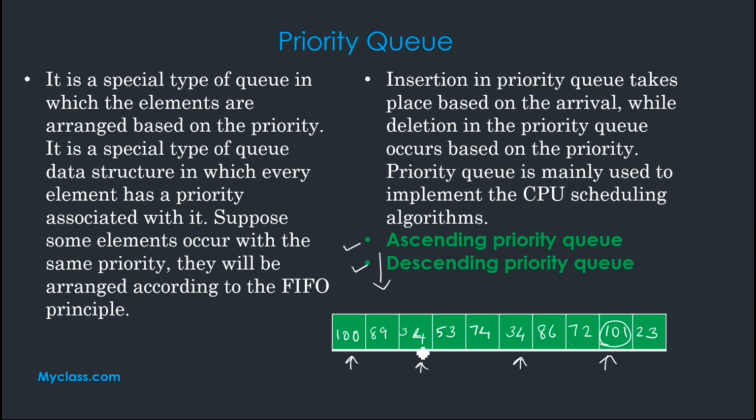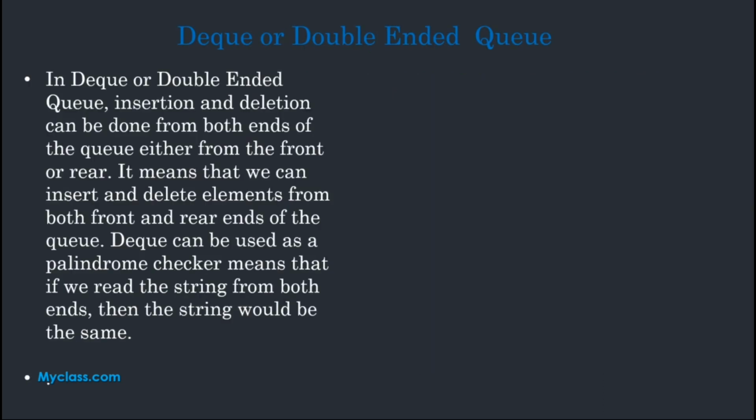So two types of priority queues are there: ascending priority queue and descending priority queue. Mainly it is used to implement CPU scheduling algorithms. Now it is DQ or double-ended queue.